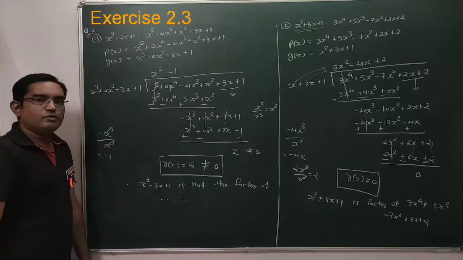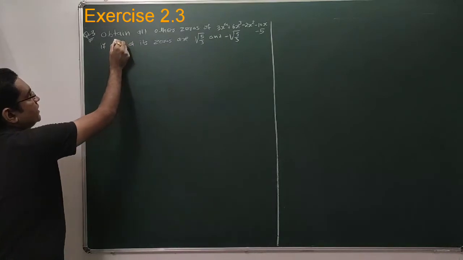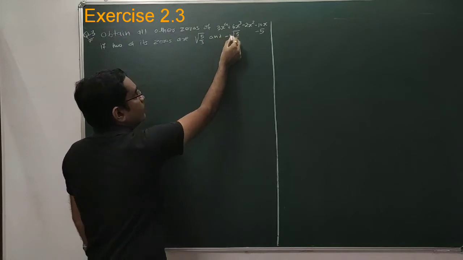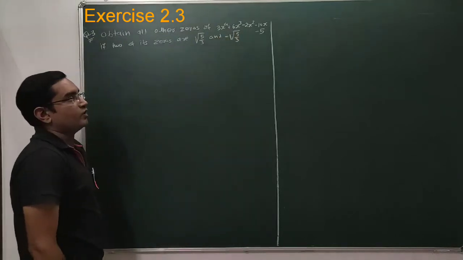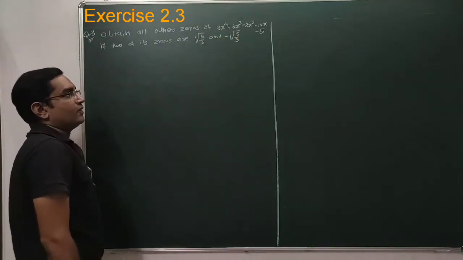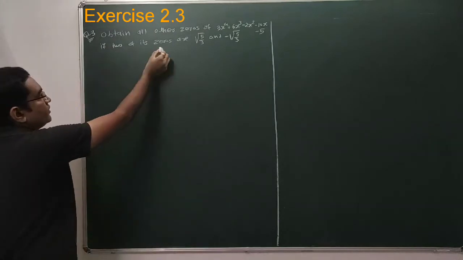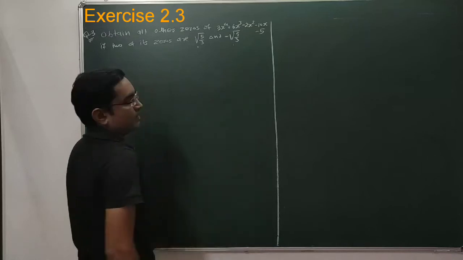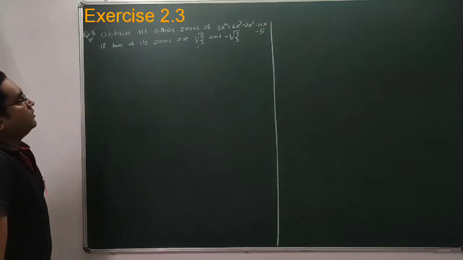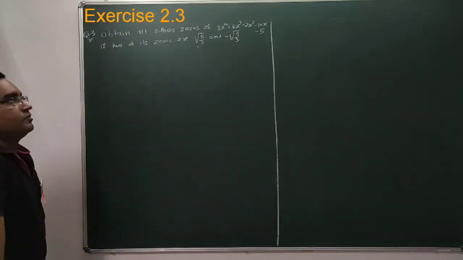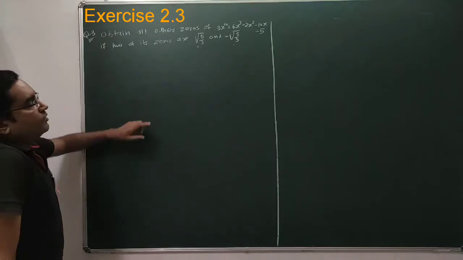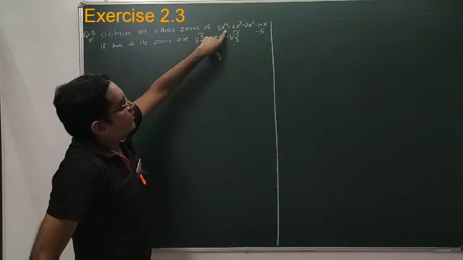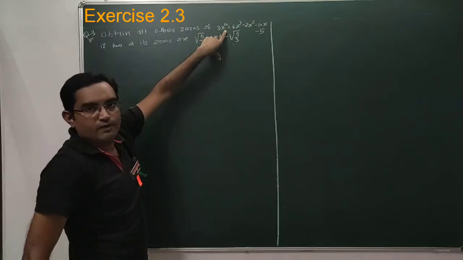So pause the video, in which we are given that obtain all the other zeros of this polynomial 3x raised to 4 plus 6x cube minus 2x square minus 10x minus 5 if two of its zeros are root 5 by 3 and minus root 5 by 3. Obtain all other zeros of polynomial. So here given polynomial is 3x raised to 4 plus 6x cube minus 2x square minus 10x minus 5.